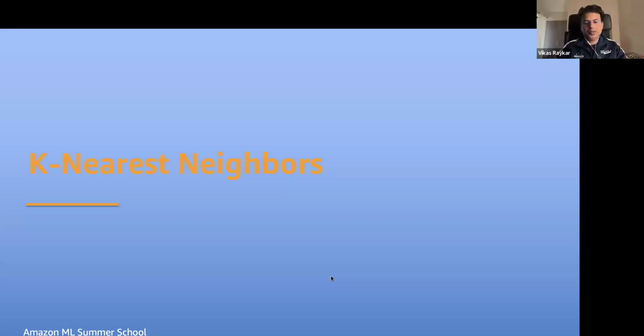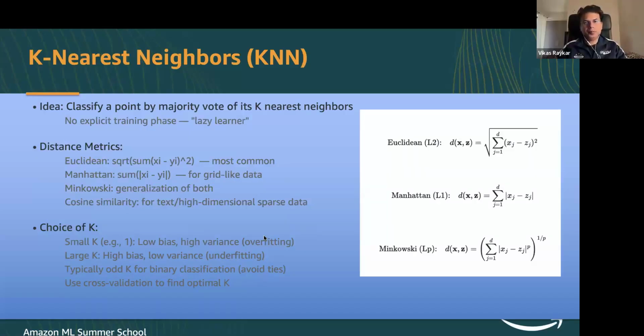The next simple baseline classifier is the k-nearest neighbor, which, while simple, is one of the most powerful baselines that we can try for any problem. The idea is pretty simple. We classify a point by a majority vote of its k nearest neighbors. Let's say I have a training data set of a million points. Think of each one as a point in a d-dimensional space. For any new point I want to classify, I'm going to take that point and find its k nearest neighbors.